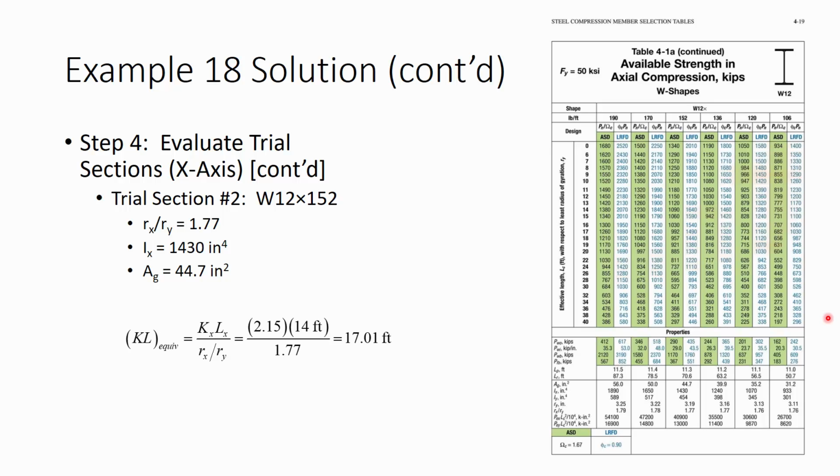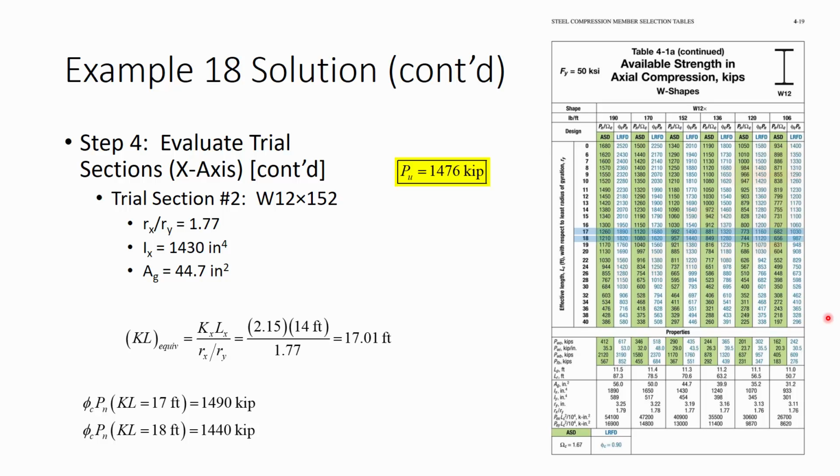But let me pull the value. So again, this is close to 17. It's not quite there. So if we looked up between 17 and 18, we'd get 1490 and 1440. Now, to be honest, technically, I guess I would say that you would need to interpolate that, but I can eyeball that and see that between those two, 1490 and 1440, we're probably going to get a capacity something like 1489, 1488. Again, really, really close to the 1490. And recall our load. Our load is 1,476 kips.